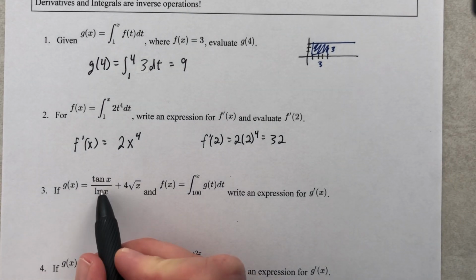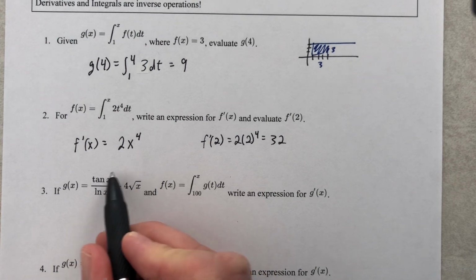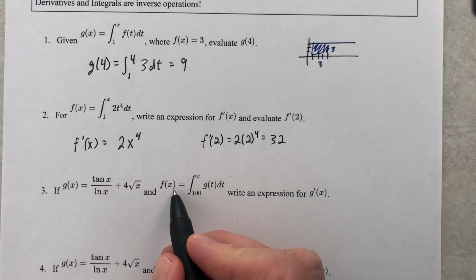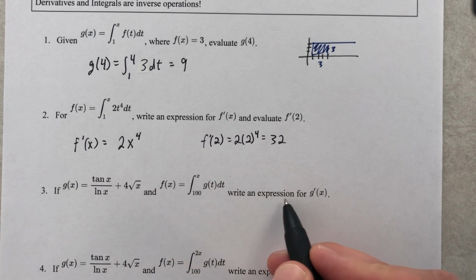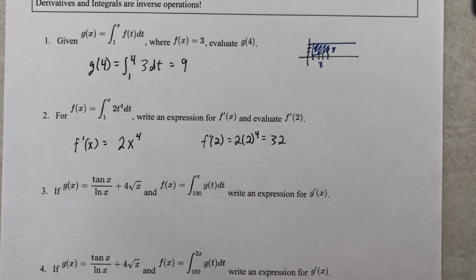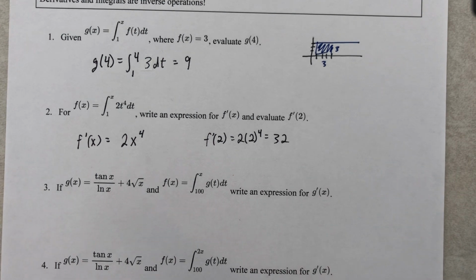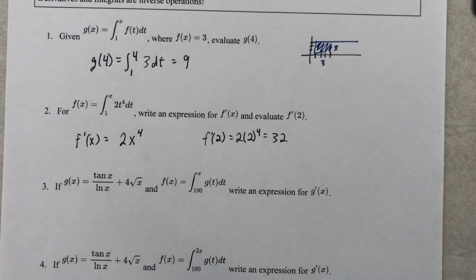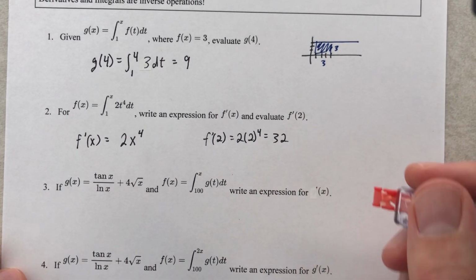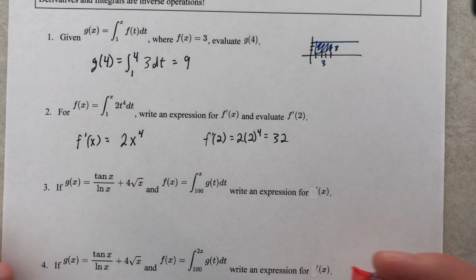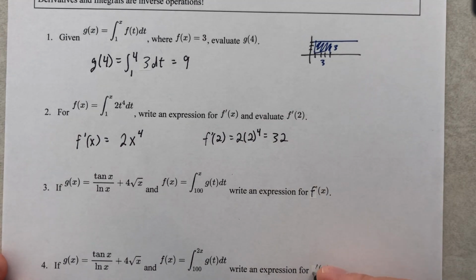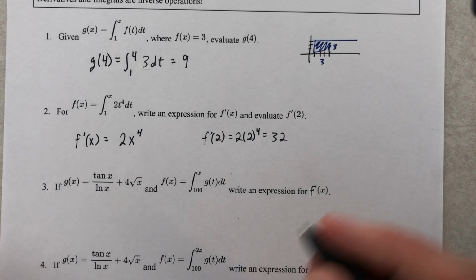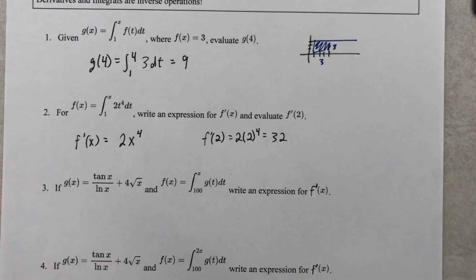Given g of x is this disgusting mess that no one wants to do in their head, and f of x is the integral from 100 to x of g of t dt, write an expression for f prime of x. Okay. Oops, that should say f prime of x. I should say f prime. We're going to fix that. It'll be fixed in future editions of this. So f prime here and f prime here. Okay. All righty, here we go.